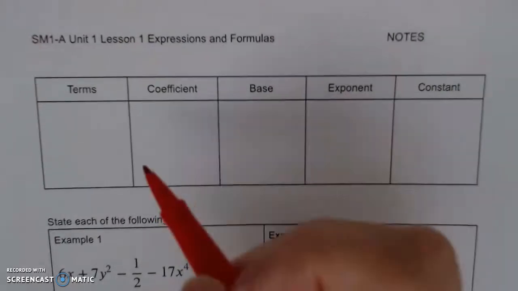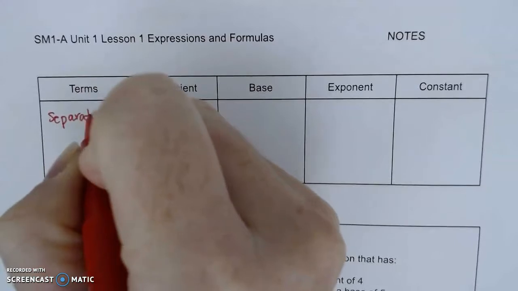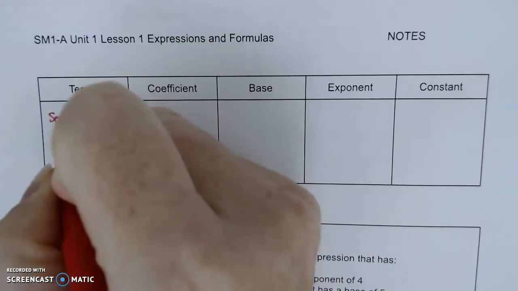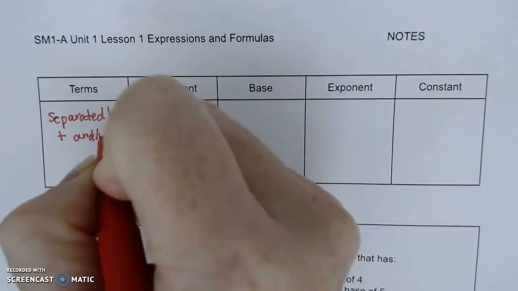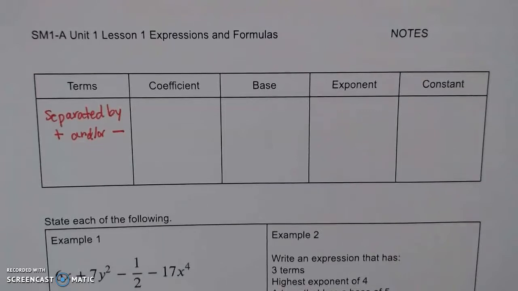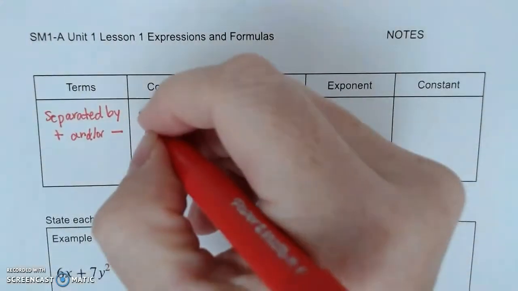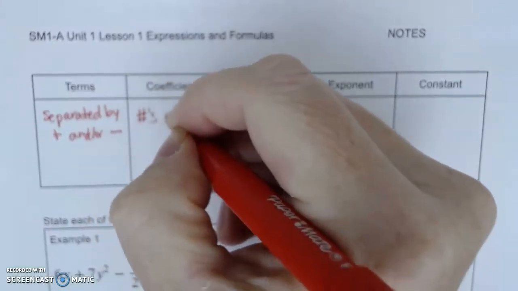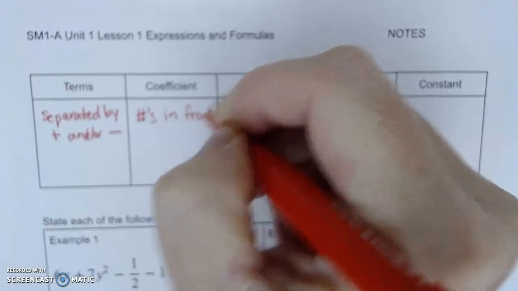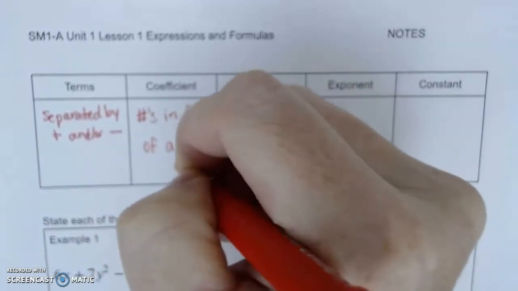So terms are separated by a plus or a minus. Okay, so a term can have a couple of letters together, they can have numbers together, but you want to count how many different objects or terms are between the pluses and the minuses. So coefficients, those are going to be the numbers that are in front of a variable, which remember a variable is a letter.